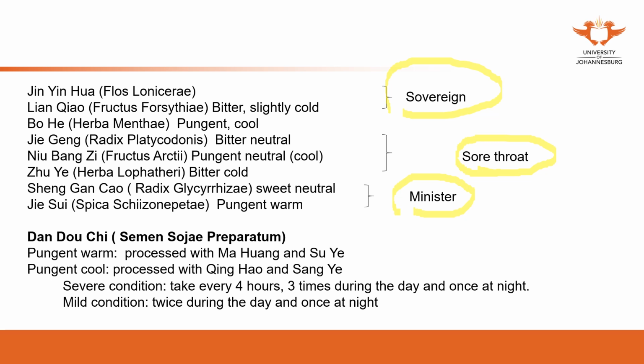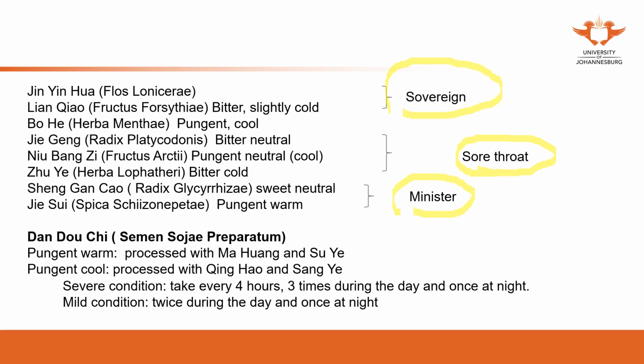淡豆豉 is pungent and warm. There are two different types of 淡豆豉. One is pungent warm, one is pungent cool. The reason for this is the processing method. That's why the processing method is very important.